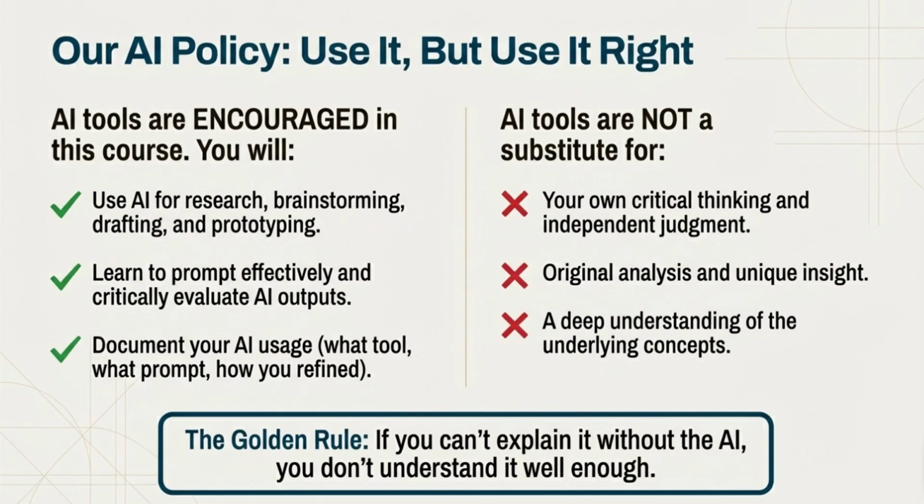AI can summarize existing knowledge. You must synthesize and create new understanding. Third, a deep understanding of the underlying concepts. If you let AI do your thinking, you won't learn, and that defeats the purpose. So here's the golden rule. Write this down. If you can't explain it without the AI, you don't understand it well enough.